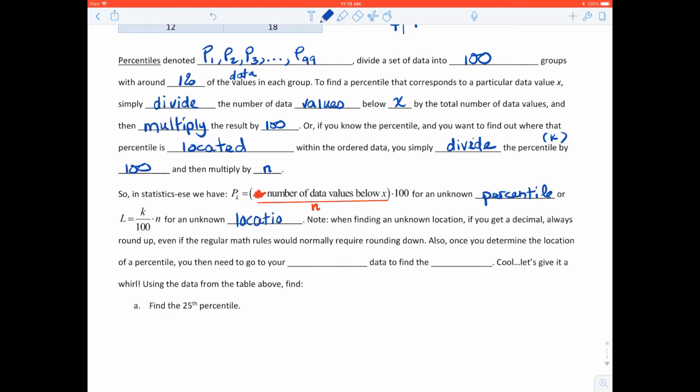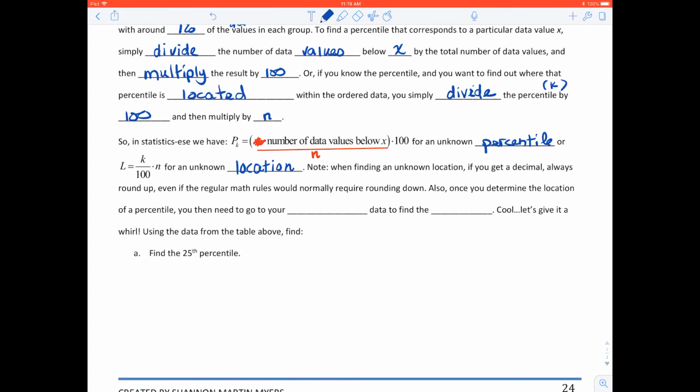Now, when we're finding an unknown location, if we get a decimal, just round up. There's other ways we could look at this, but go ahead, round up, even if the regular math rules would normally require you rounding down. Also, once you determine the location of a percentile, you need to go to your ordered data, very good, to find the data value. Cool, let's give it a whirl.